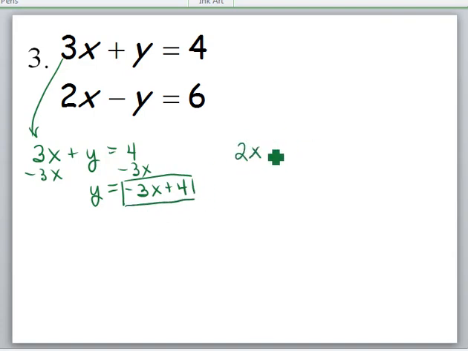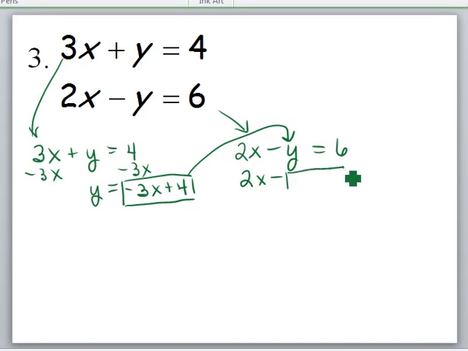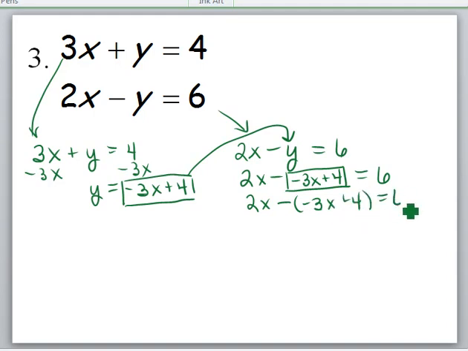My second equation then, I'm going to write here, and then I'm going to replace my y with the box. So you bring everything straight down, replace the y with the box, equals 6. What goes in the box is a negative 3x plus 4. So what that really says is 2x minus negative 3x plus 4 equals 6. At this point, I'm going to distribute my negative through. So I get 2x, negative negative makes 3x plus negative 4 equals 6.